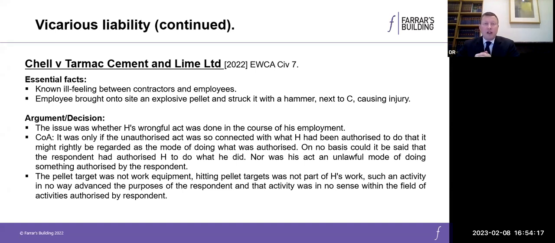And the factors ruling out liability in this case, i.e. it not being an unlawful mode of something that was permitted, was that the pellet target, which was the explosive element that had been brought in, wasn't work equipment. Using such a target wasn't part of the claimant's work, and no activity that might use it advanced the respondent's business. It was in no sense within the field of the activities of the defendant. And I'll return to this case when we think about perhaps a breach of the direct employer's liability, which is also due to employees.